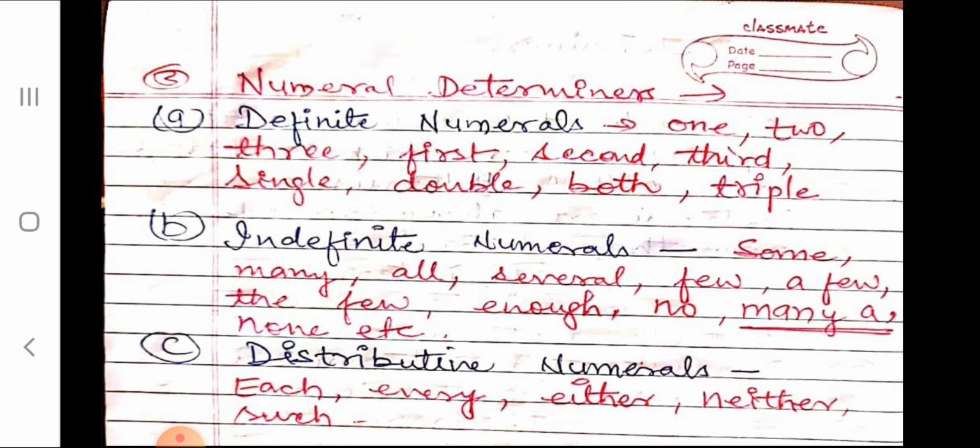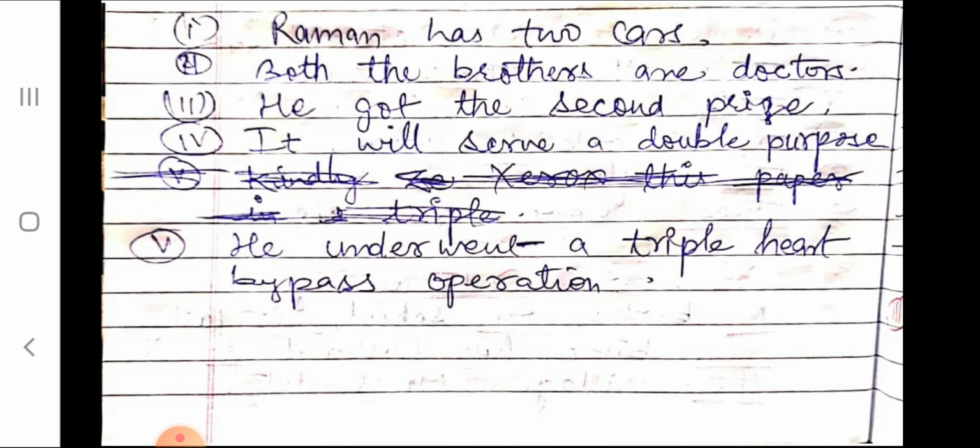Next is distributive numerals. Distributive numerals are each, every, either, neither, such. These distribute the noun. Now take up the examples. Raman has two cars. Both the brothers are doctors. He got the second prize. It will serve a double purpose. He underwent a triple heart bypass operation, means three times. Triple means three times.